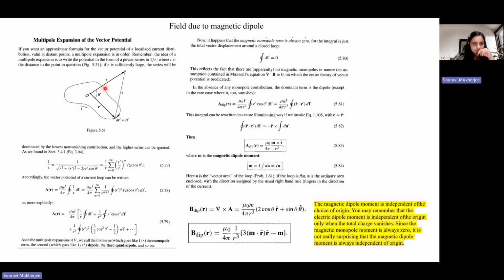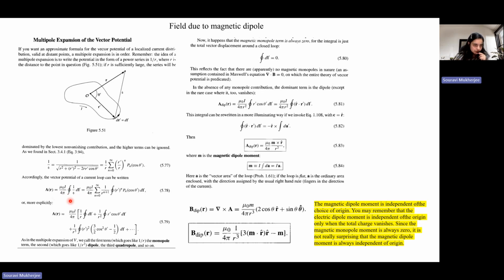So if you have some current distribution, the distance from the current element to your field point is r. In order to find the vector potential, you need this 1 by r term. Now, directly finding 1 by r, or doing this integration which involves this term, can be difficult, right? So what you can do is write it in terms of a power series which involves the Legendre polynomials. Suppose you have a current element flowing along a line.